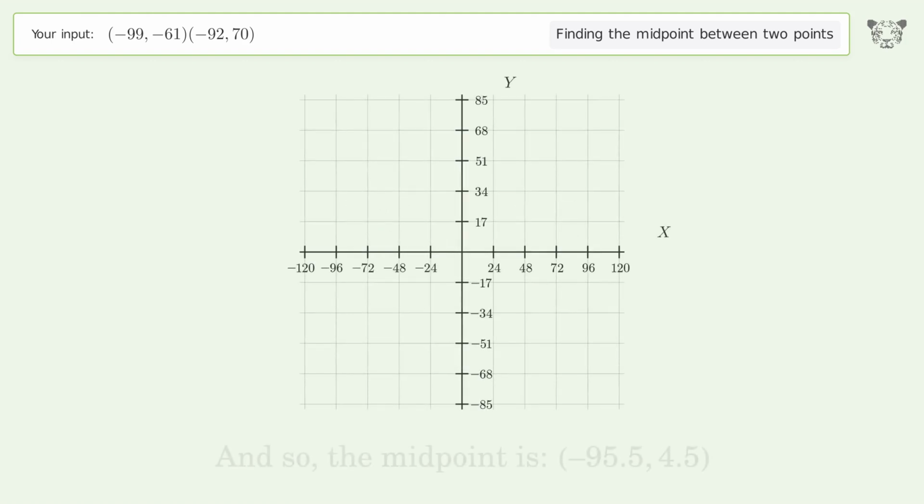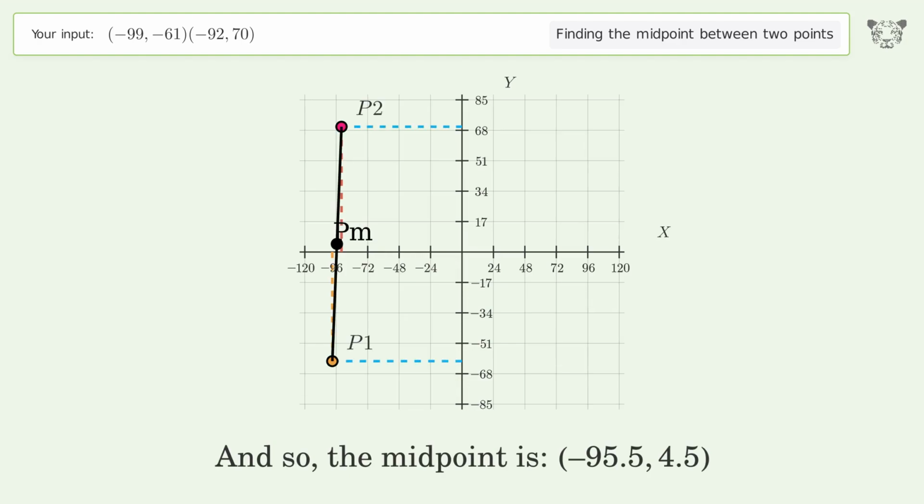And so, the midpoint is negative 95.5, 4.5.